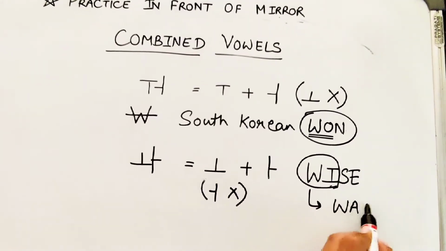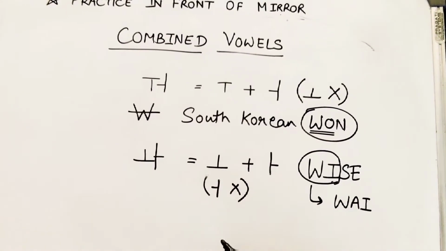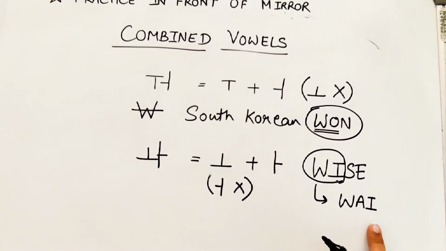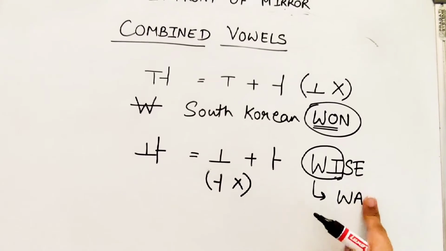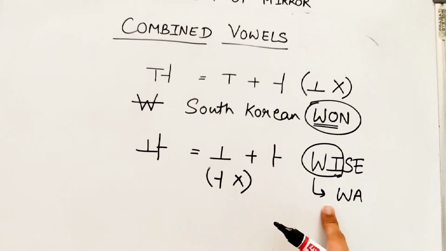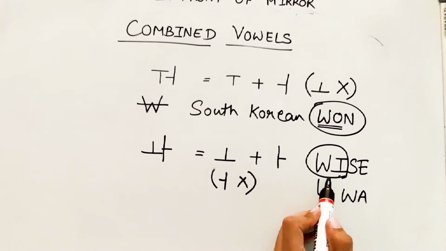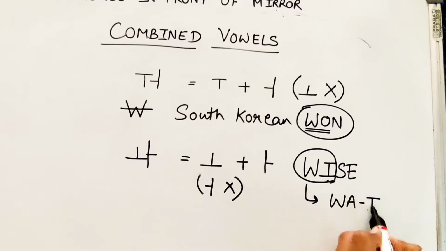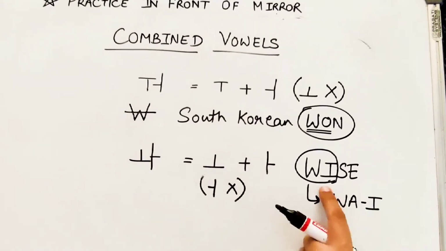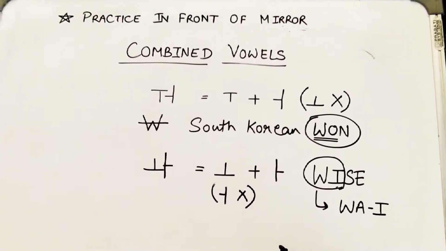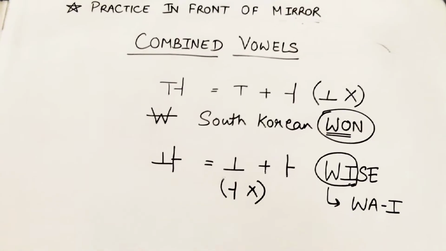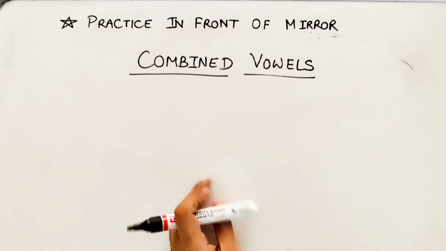So that's the word that you can easily use to remember the wa sound. Even though the spelling of "wise" does not have an A in it, you know how "wise" sounds, right? How is it pronounced? So you can definitely use that word to remember the sound of the combined vowel wa.